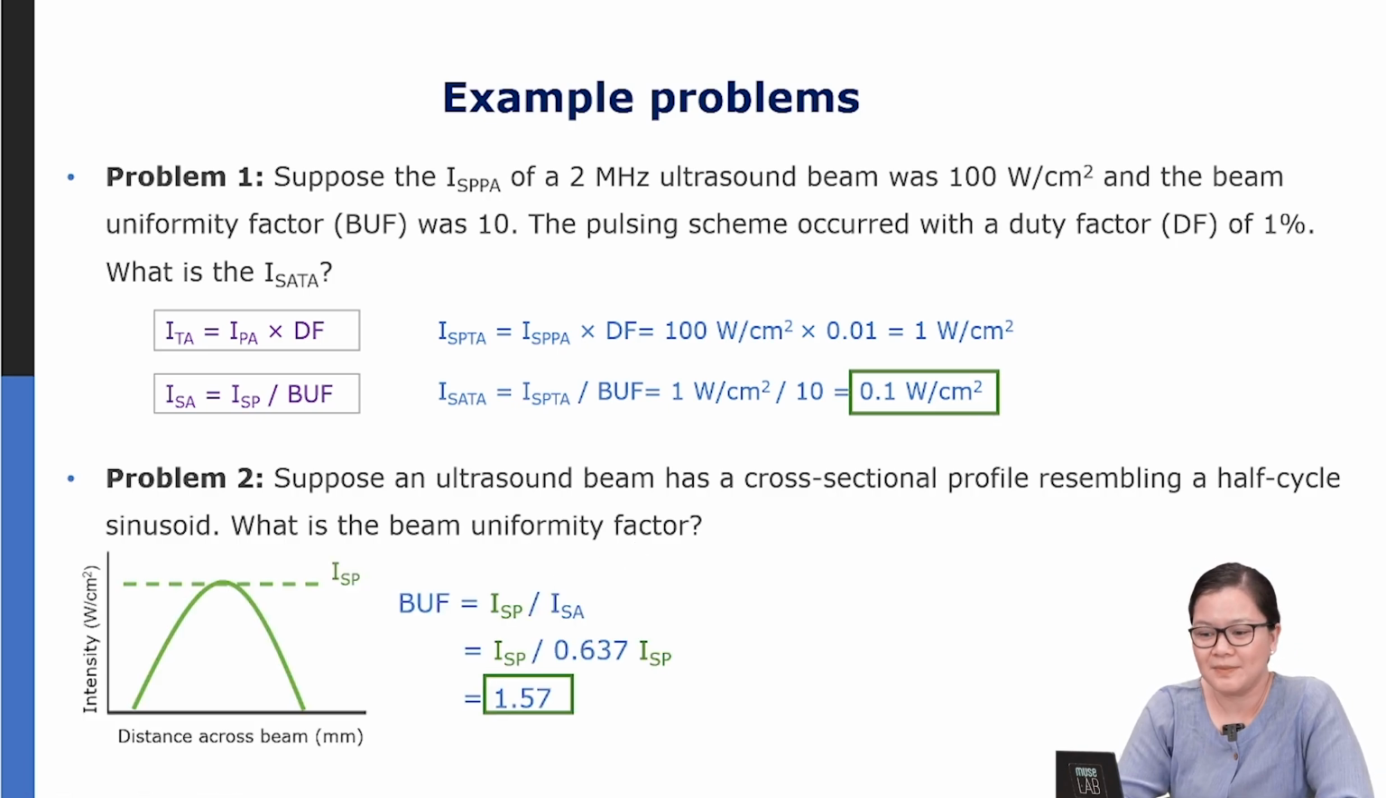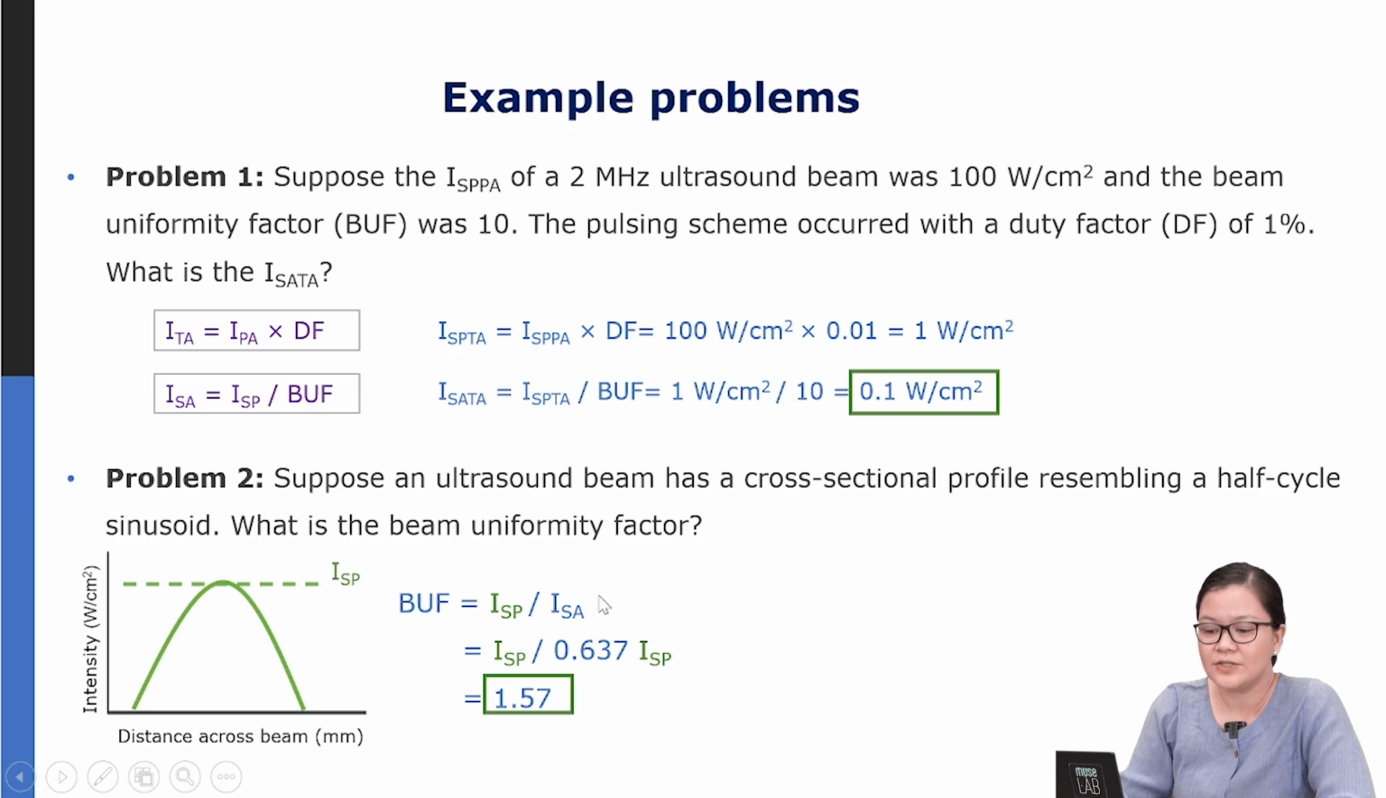For the second problem, we have, suppose an ultrasound beam has a cross-sectional profile resembling a half-cycle sinusoid. So here on the left, we have an intensity profile as a function of space, the distance across the beam here. We can see that it's a half-cycle sinusoid with a peak, the spatial peak intensity, right here. And we want to know what is the beam uniformity factor.